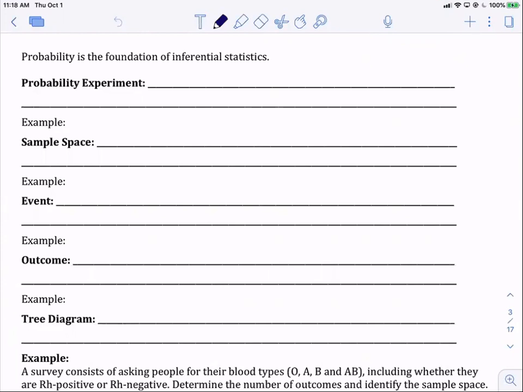Okay, so a probability experiment is an action or trial through which specific results are obtained. As we talk about this, our example is going to be rolling a die. Okay, so rolling a 6-sided die.